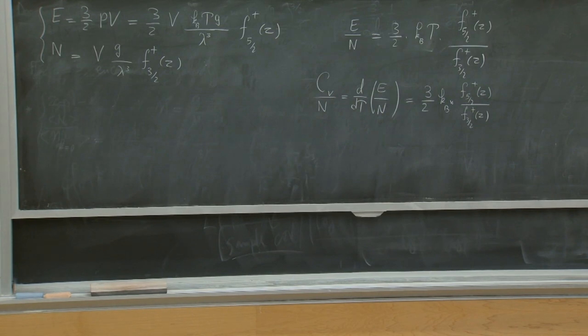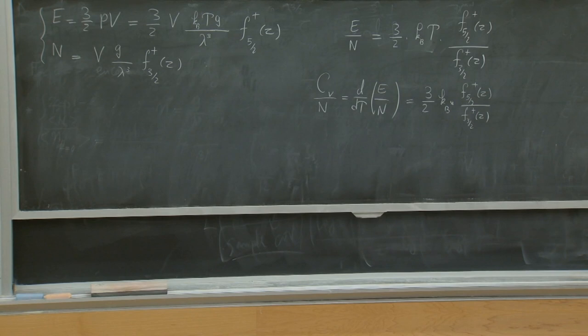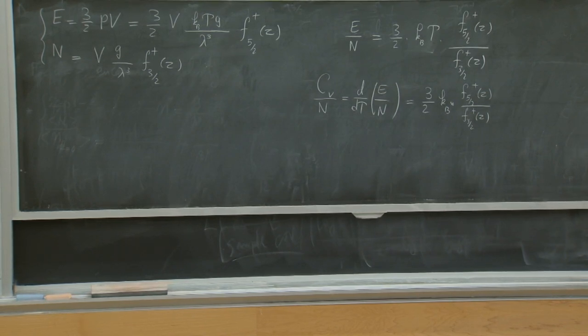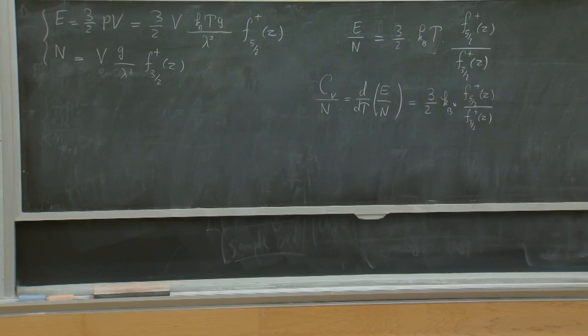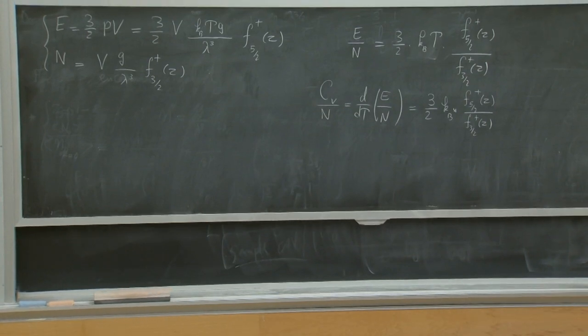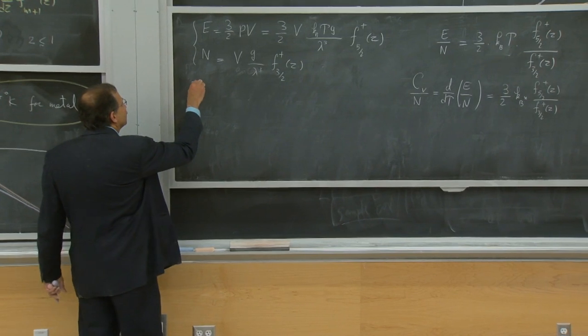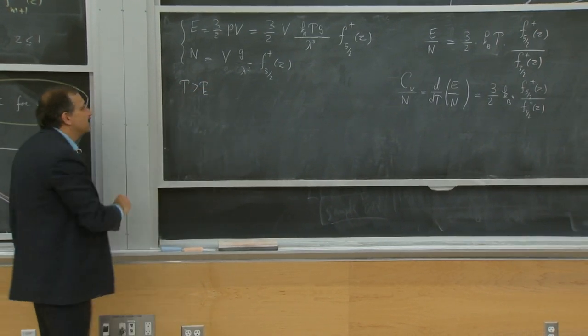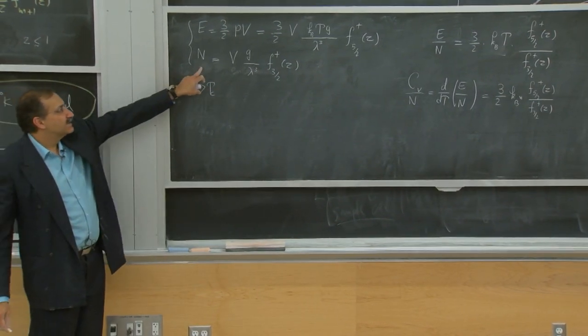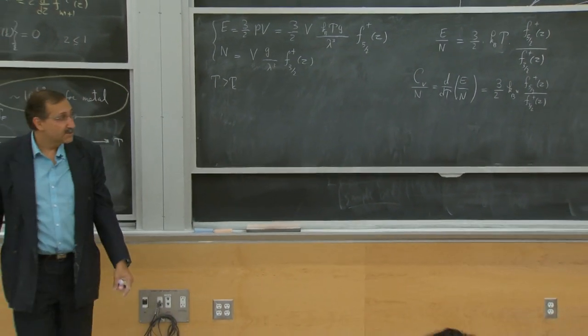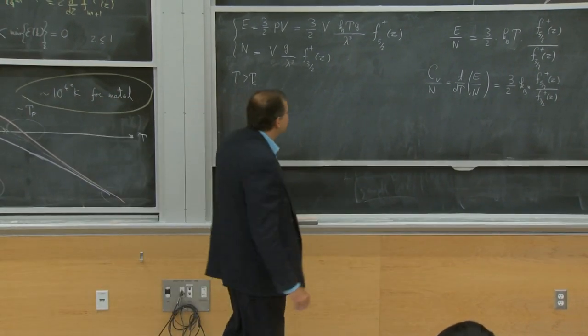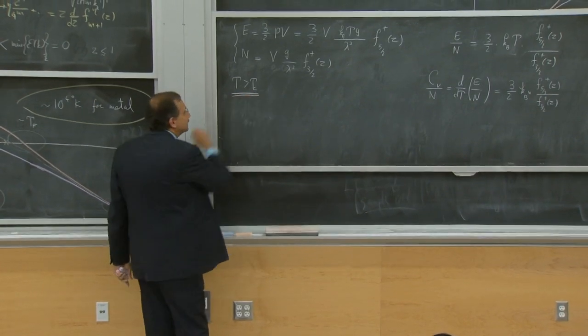Something here that I don't like. Everything that I've written here is clearly valid only for T greater than TC, because for T less than TC, I cannot write N in this fashion. So what I'm writing for you is correct for T greater than TC.